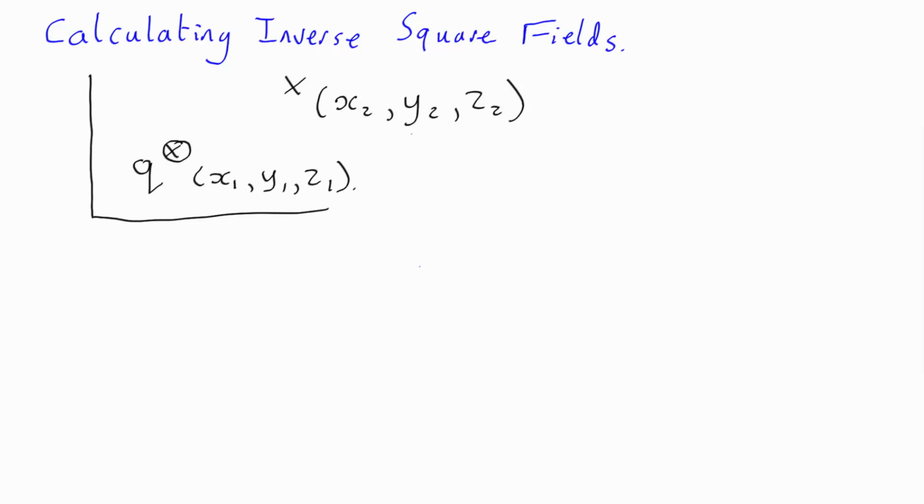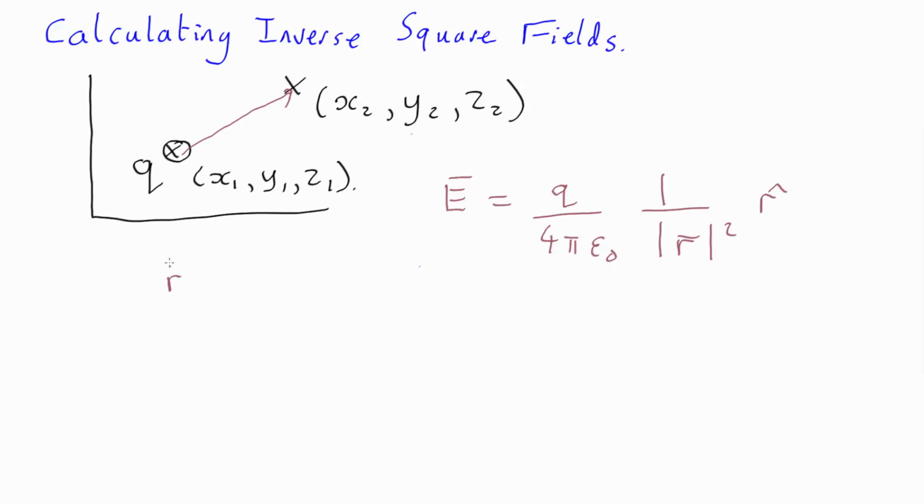Now we know the equation for the electric field is that the electric field equals a constant, which in this case is Q over 4 pi epsilon naught, times 1 over mod r squared, r hat. Now what is r? R is this vector here. So our first step is to work out r.